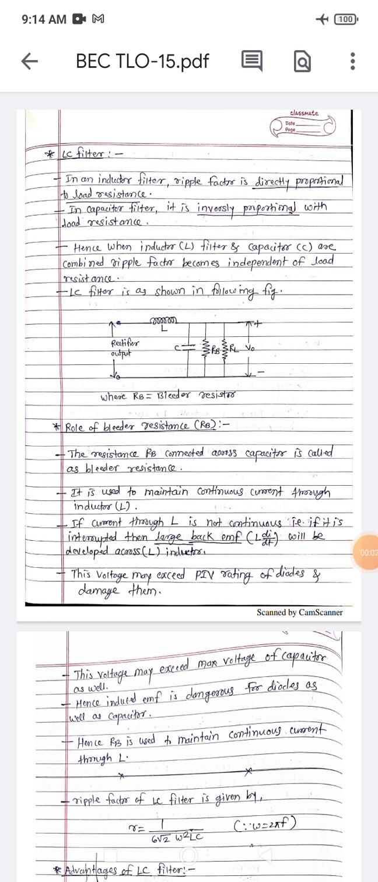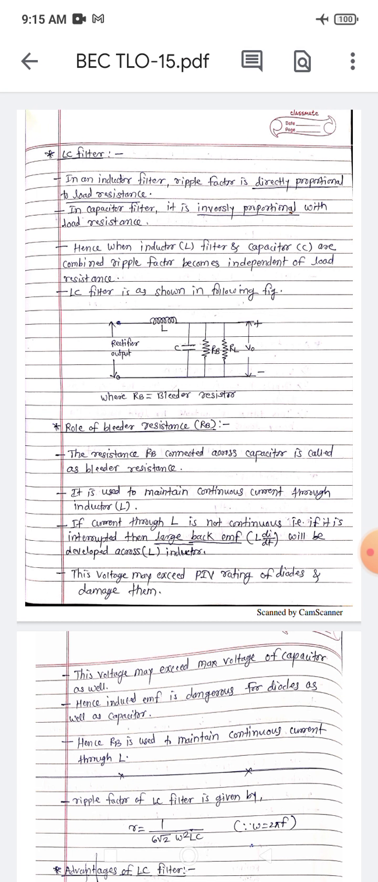Good morning students. Today we learn the working of LC filter. In the previous lecture we have seen the inductor filter, or series inductor filter, and the shunt capacitor filter. So all of you now know how the filtering process is done with the help of simple passive components like capacitor and inductor. The basic properties of these passive components are used in the filter process.